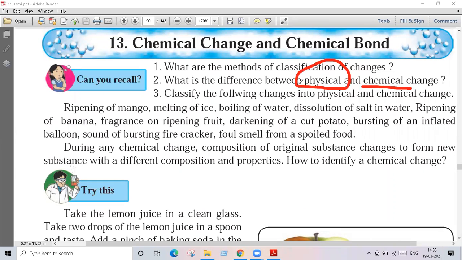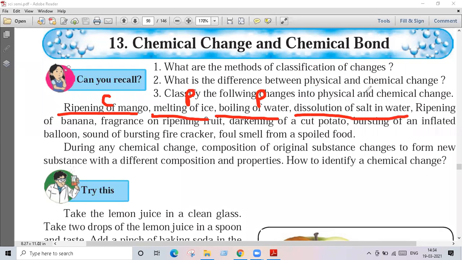Physical change is reversible, chemical change is irreversible. What are the examples? Ripening of mango, this is your chemical change. Melting of ice, physical change. Boiling of water, physical change. Dissolution of salt in water, chemical change.